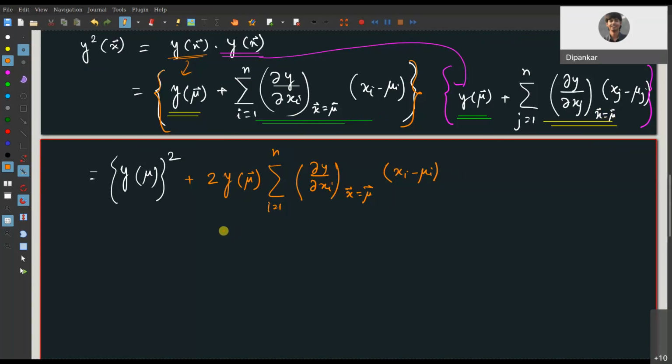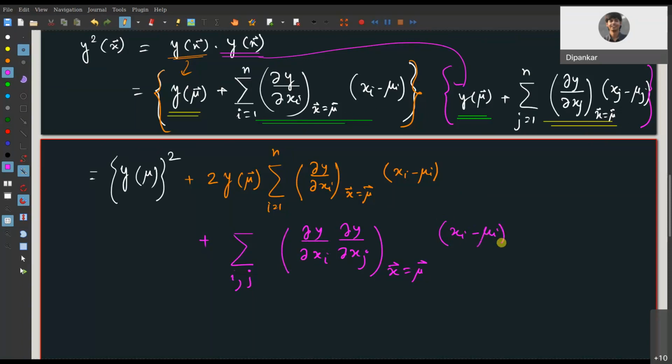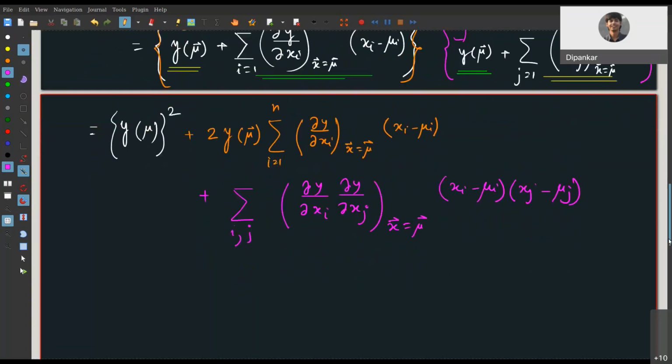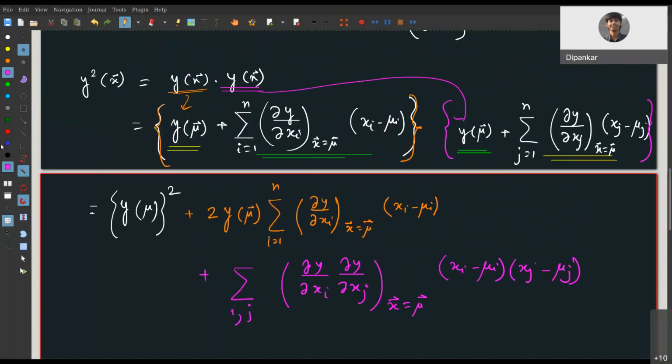There is a double summation, so I use a different color. I have a double summation here over i and j, and I have del y del xi times del y del xj evaluated at x equals mu, times xi minus mu i, xj minus mu j. All right. Now if I calculate my expectation values, I take the expectation values at the same time. Remember, on the left hand side I have this, and on the right hand side this, this, and this. The expectation value of this is equal to this, because this times the expectation value of 1 is just 1. The expectation value of this is 0, because the expectation value of this term is 0. And then I have to take the expectation value here.